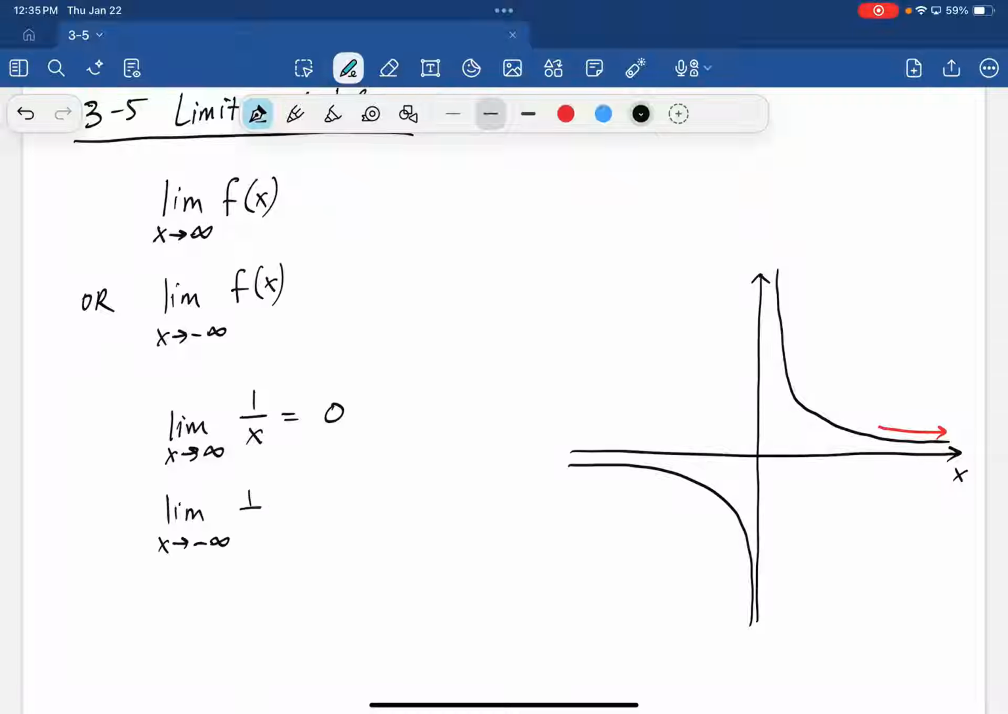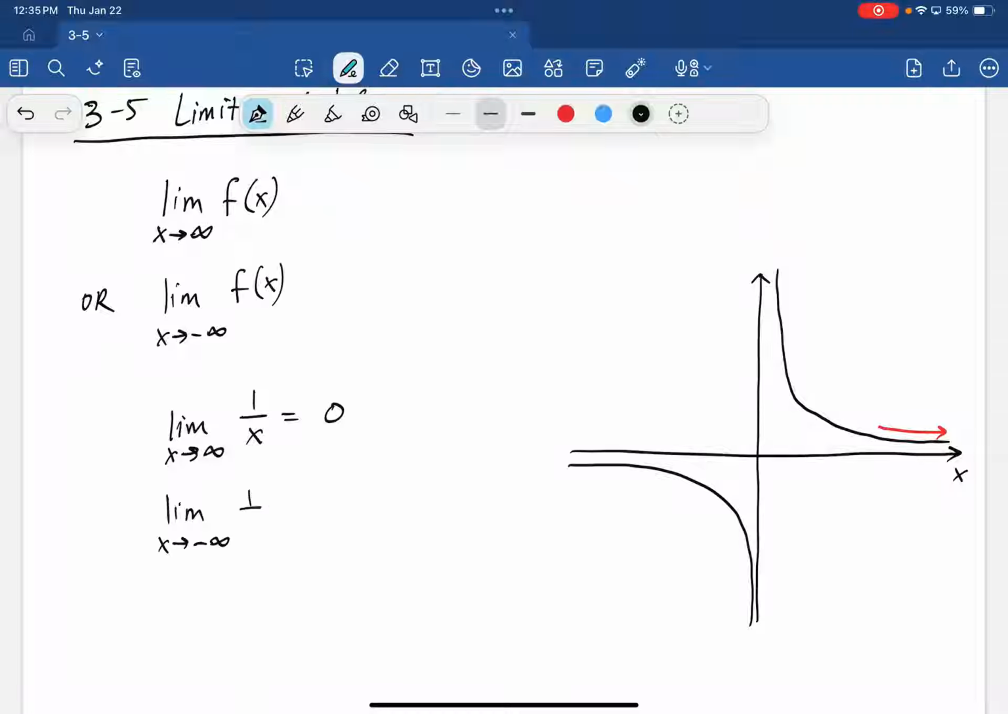What would a vertical asymptote look like? We already learned about those, right? That's a vertical asymptote. Okay, let me talk about 3 rules for finding these for rational functions. So let's look at 3 different cases.